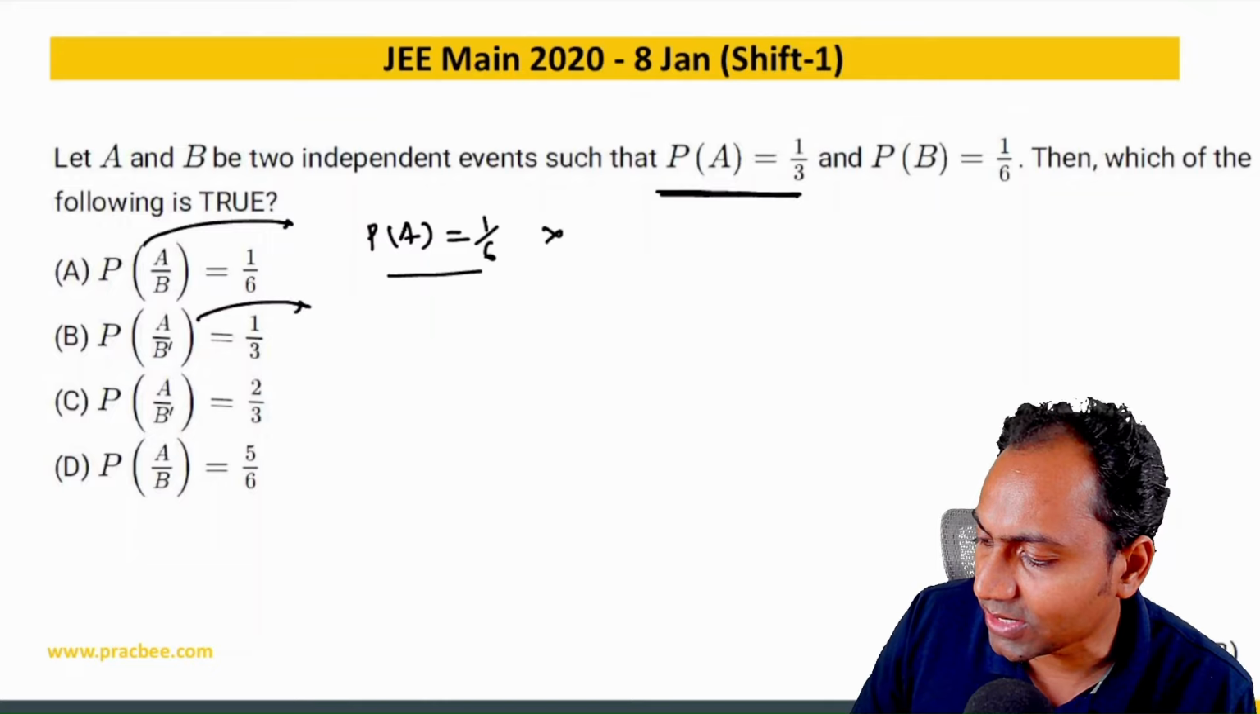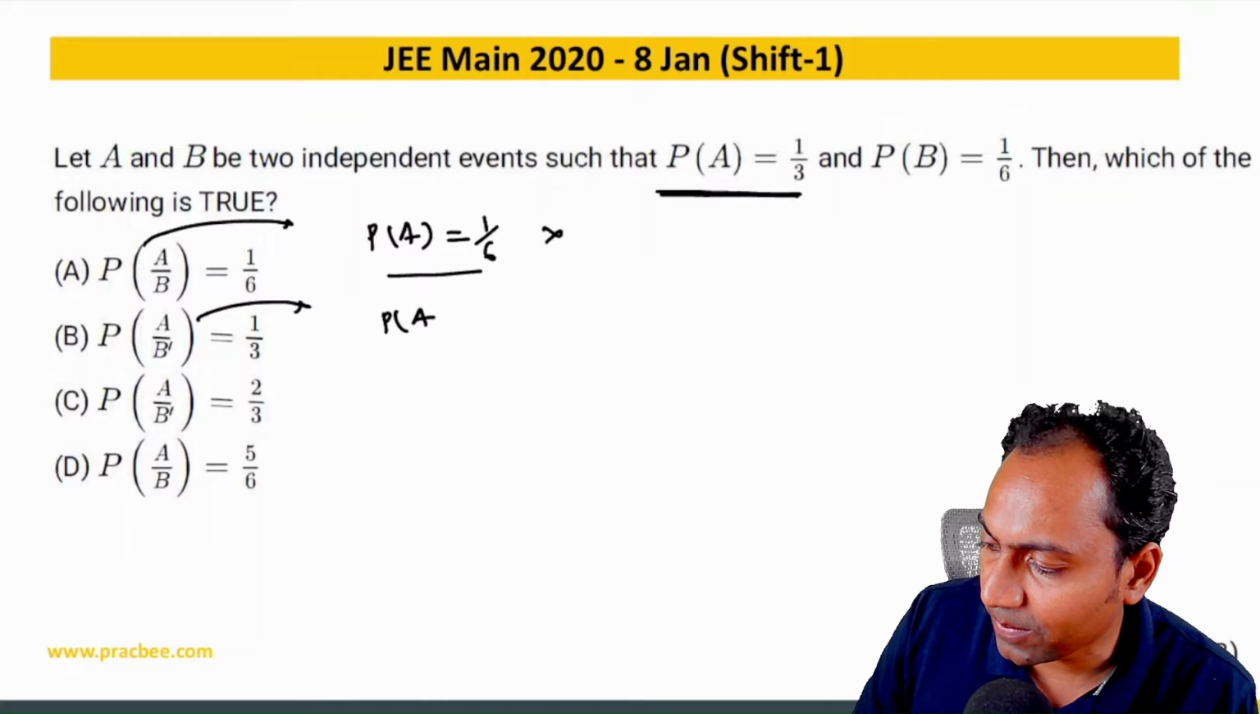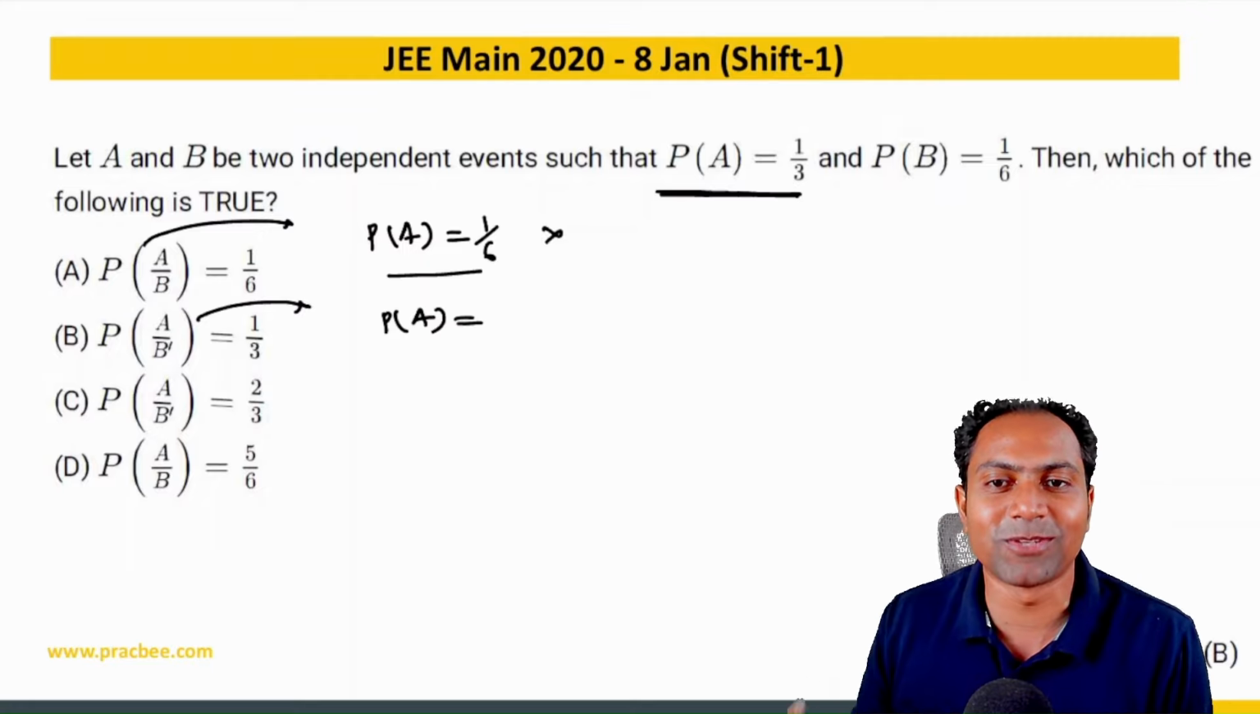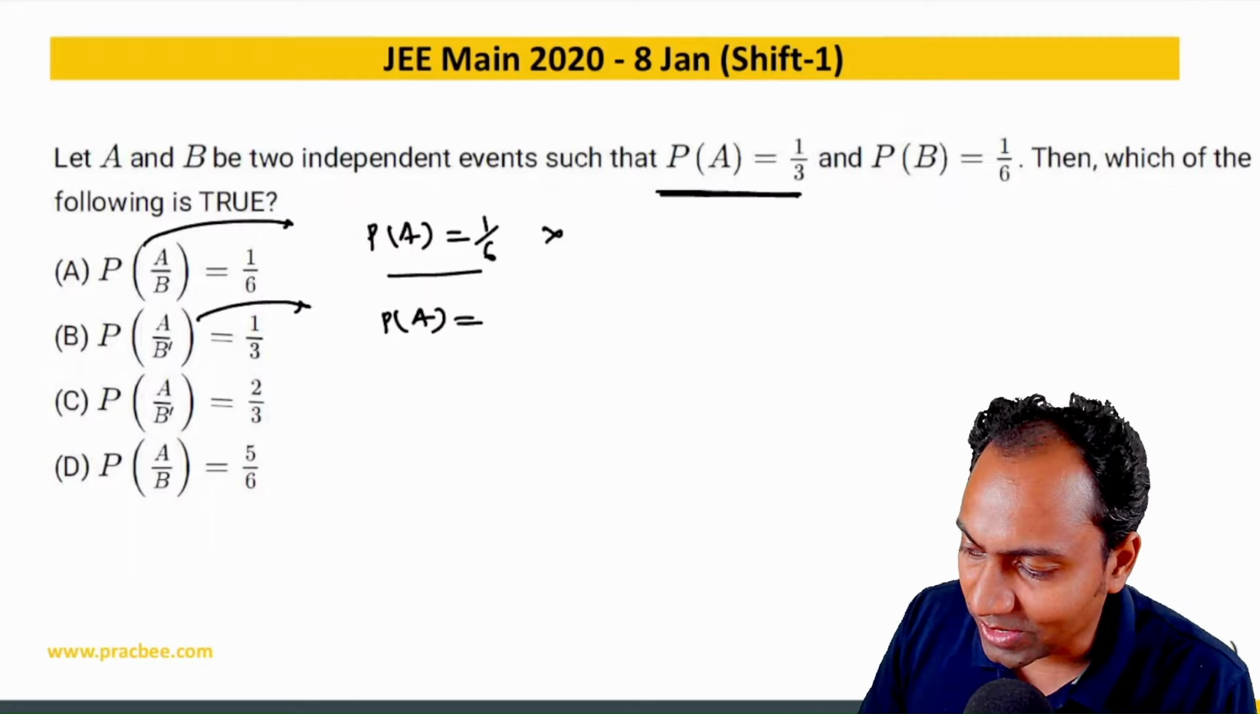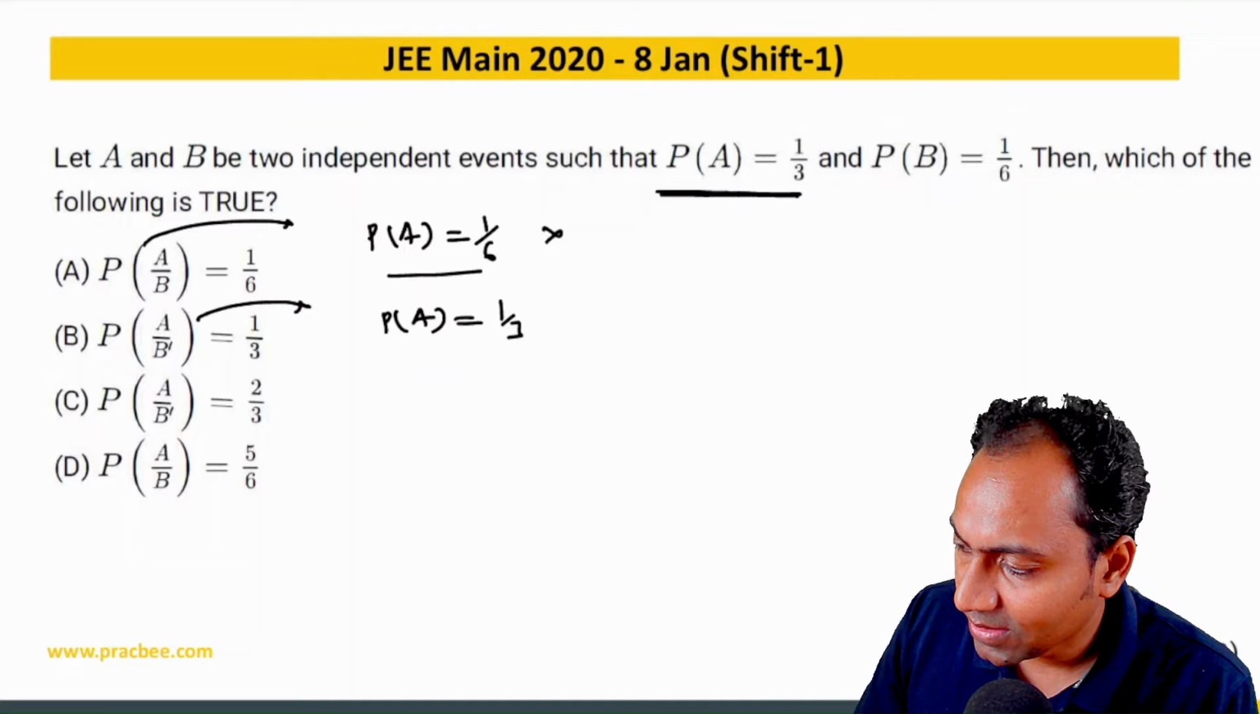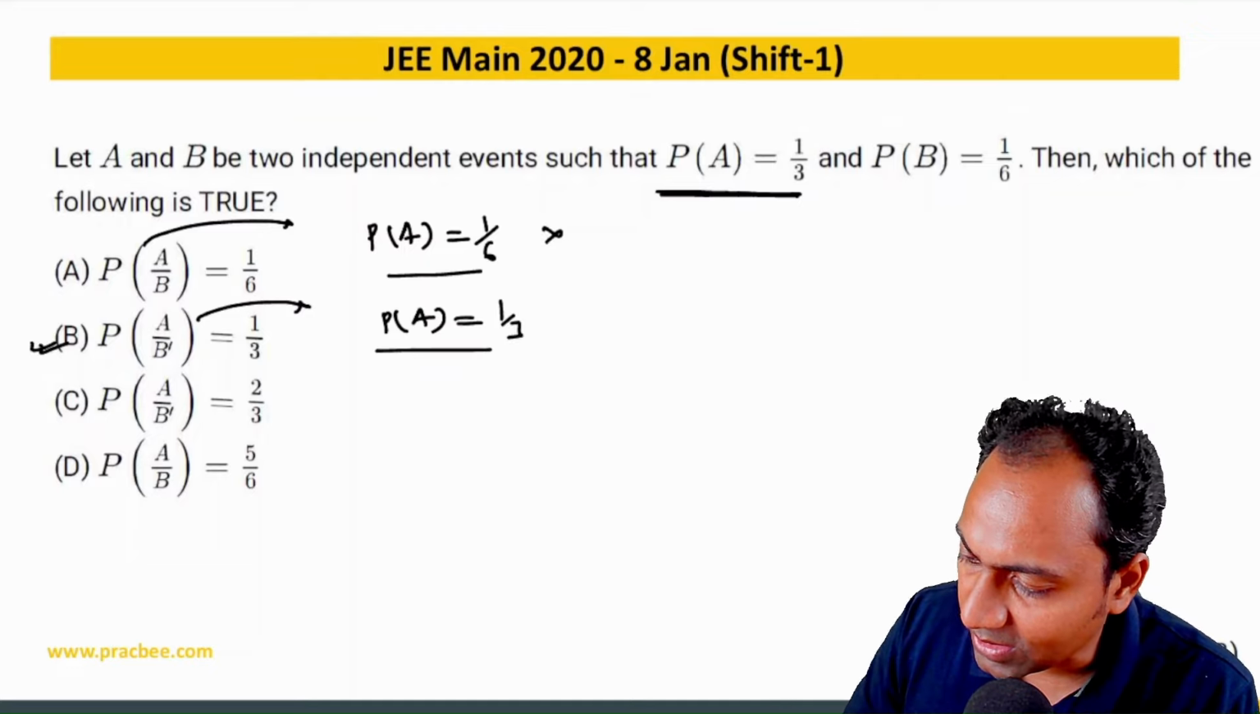Now if I look into the second option, this will also become P of A, since A and B are independent. So A and B not happening is also independent. So this will also become P of A. This is given as 1 by 3. Now we can see that this is satisfying, so this becomes a correct option.